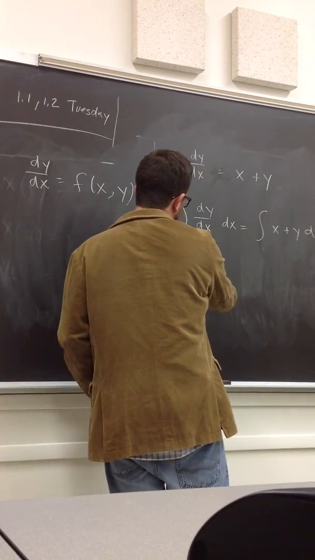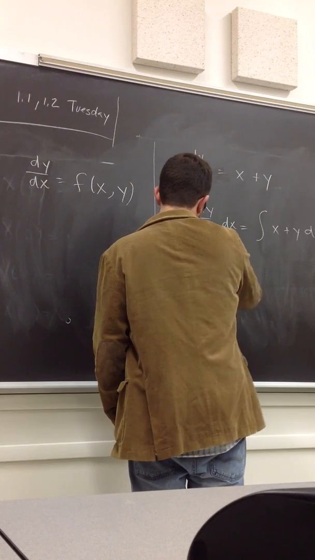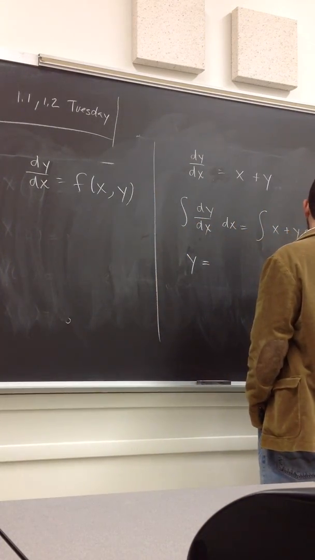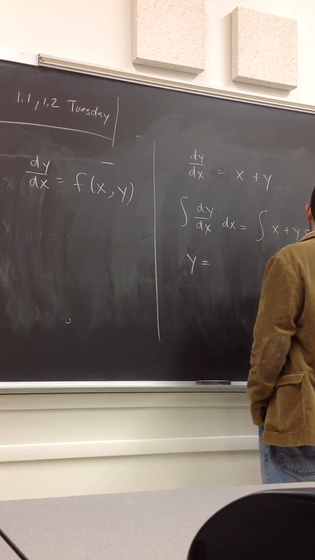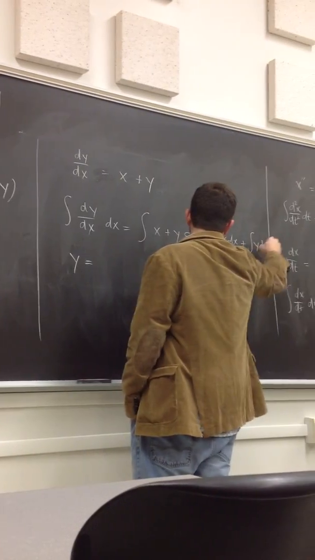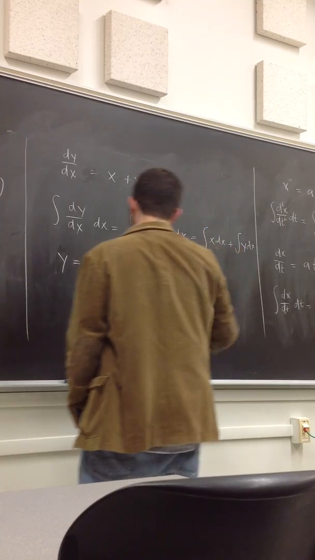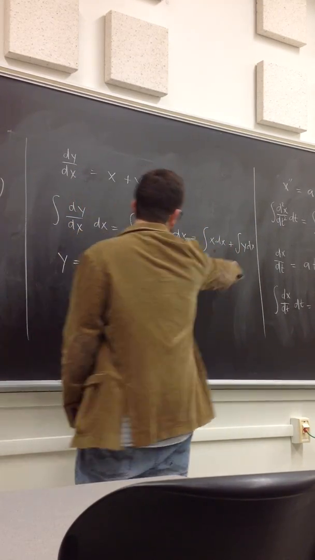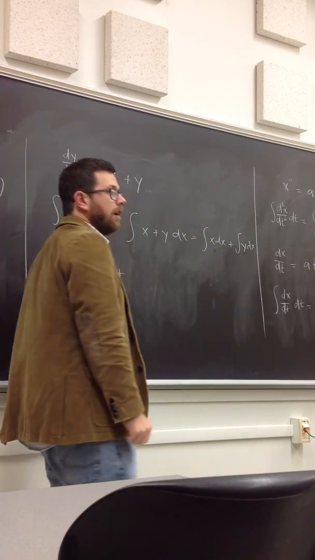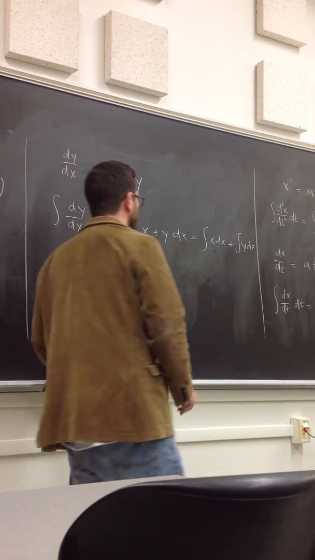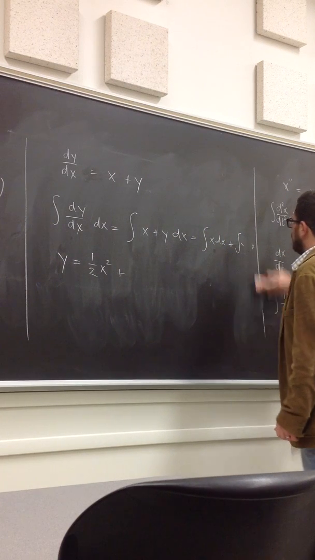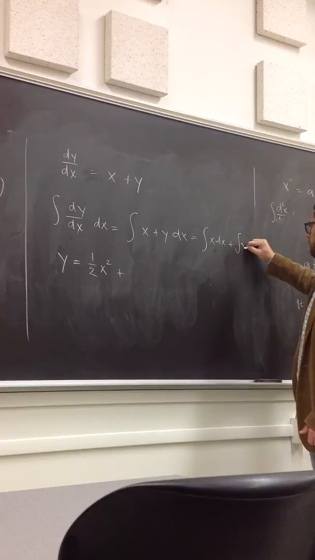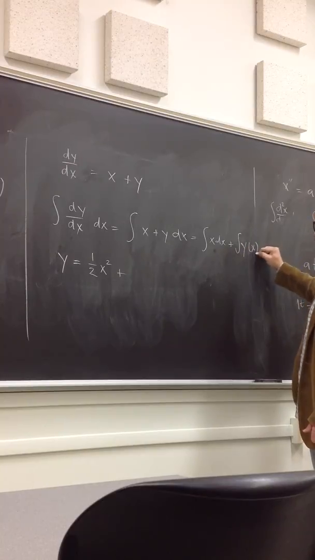Okay, what is this? This is y. Let's split this into two: integral of x dx plus integral of y dx. What is the first? Half x squared. Yep, so good so far? What is this one? We need to be careful here. What is y? We're thinking of y as some function which depends on x. So let me be more precise and write it this way.